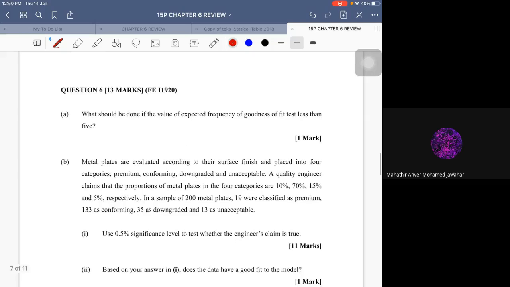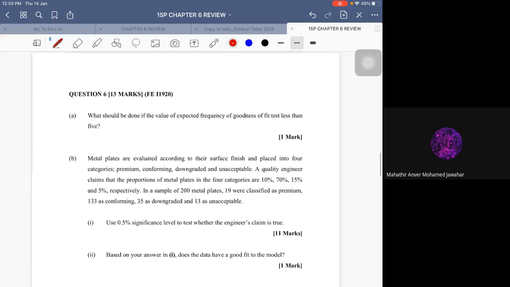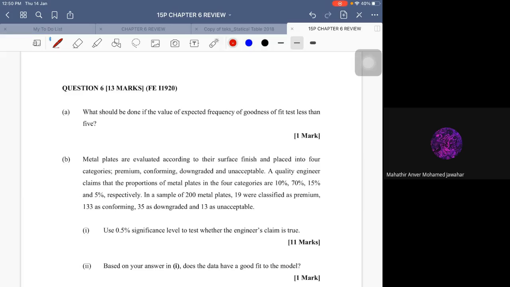Okay, this is going to be a final exam question from semester 1, 1920. So I'm going to start with this one. It says, what should be done if the value of the expected frequency of a goodness of fit test is less than 5? So we had a GOF test and the expected frequency is less than 5. So what should we do? You have seen what I did before.